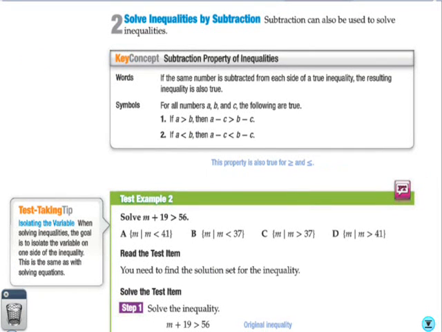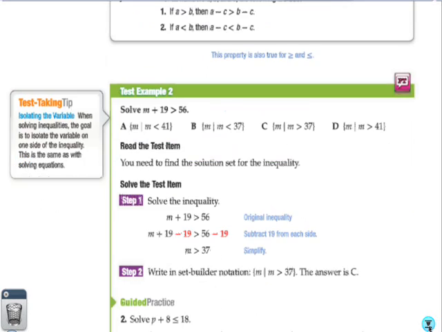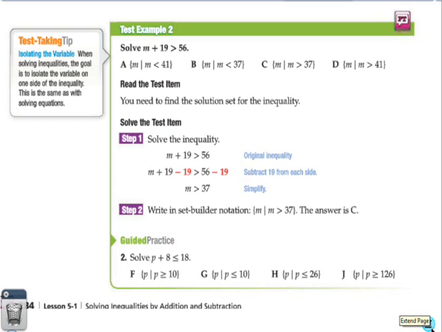Solving inequalities by subtraction, just like addition, except we're subtracting. It's the same. So look at the example. m plus 19 is greater than 56. If we subtract 19 from both sides, 56 minus 19 is 37. Very good. So when we do that, we're going to get m such that m is less than 37. No, greater than 37. Okay. m such that m is greater than 37.